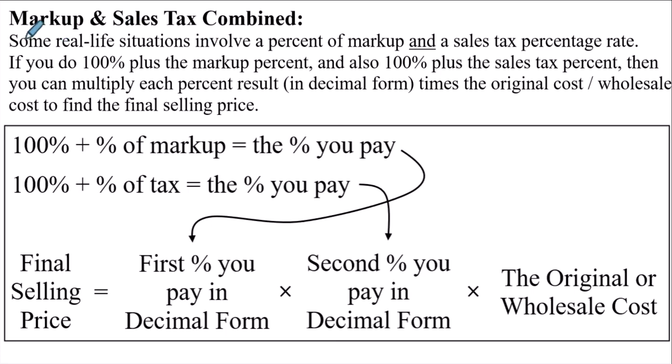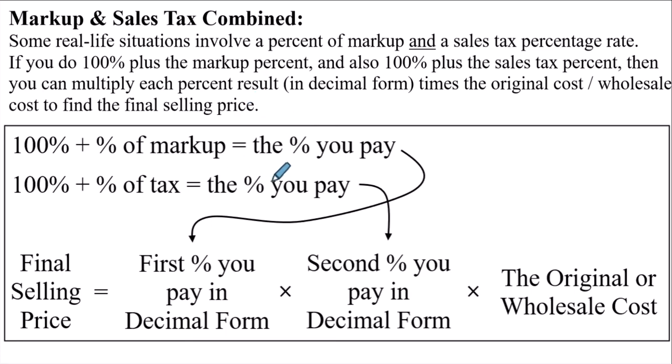All right, let's move on to something that could happen in some real-life scenarios. Follow along with me. Some real-life scenarios involve a percent of markup and a sales tax percentage rate. So the way you can do these problems is if you do 100% plus the markup percent, and then also do 100% plus the sales tax percent, then you can multiply each of those percent results in decimal form times the original cost, or properly said, the wholesale cost of the item, to find the final selling price.